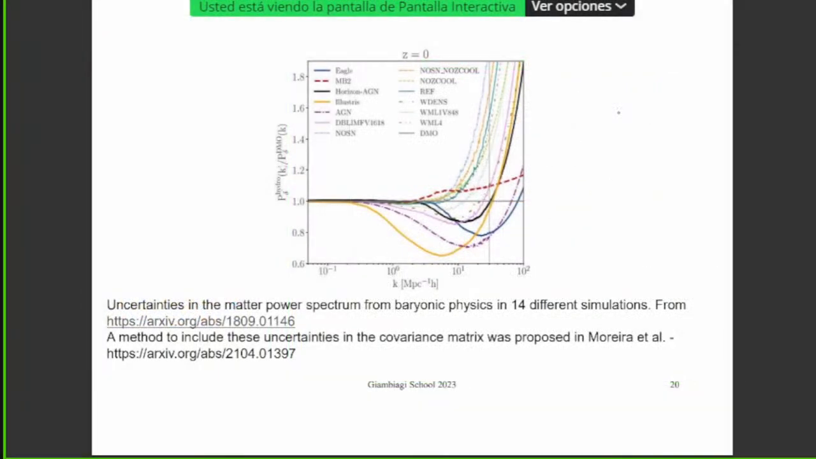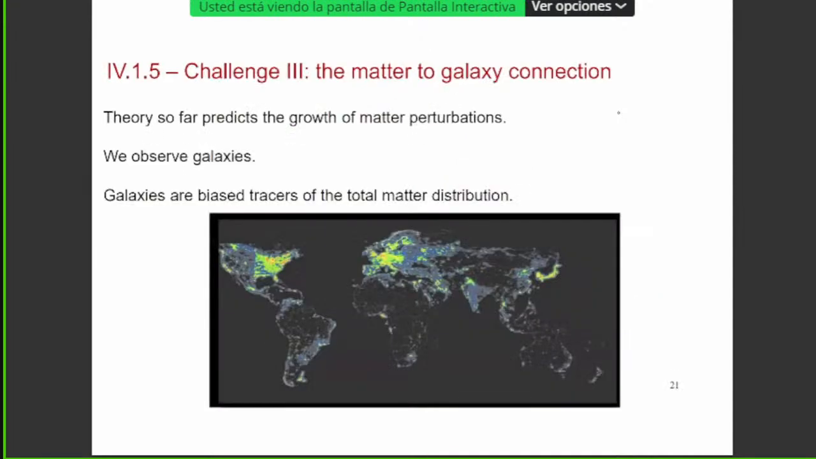Okay, so this is baryons. So there's nonlinear effects, there's baryon effects. And finally, the third challenge. Really? That was fast.